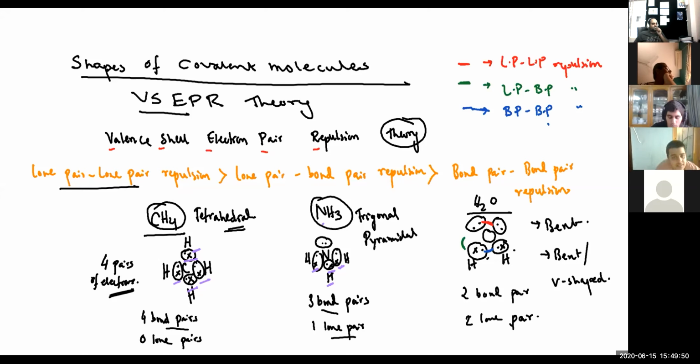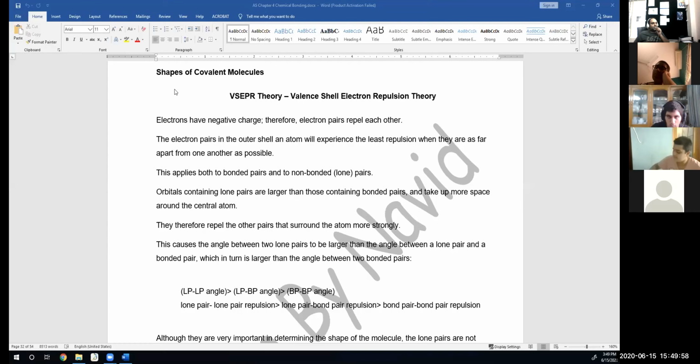Why do their repulsions differ? Okay. So write down the explanation. Electrons have negative charge. Therefore, electron pairs repel each other. The electron pairs in the outer shell of an atom will experience the least repulsion when they are as far apart from one another as possible. This applies to both bonded and non-bonded pairs. Orbitals containing lone pairs are larger than those containing bond pairs and take up more space around the central atom. They therefore repel the other pairs that surround the atom more strongly. This causes the angle between the two lone pairs to be larger than the angle between a lone pair and a bond pair, which in turn is larger than the angle between the two bond pairs.